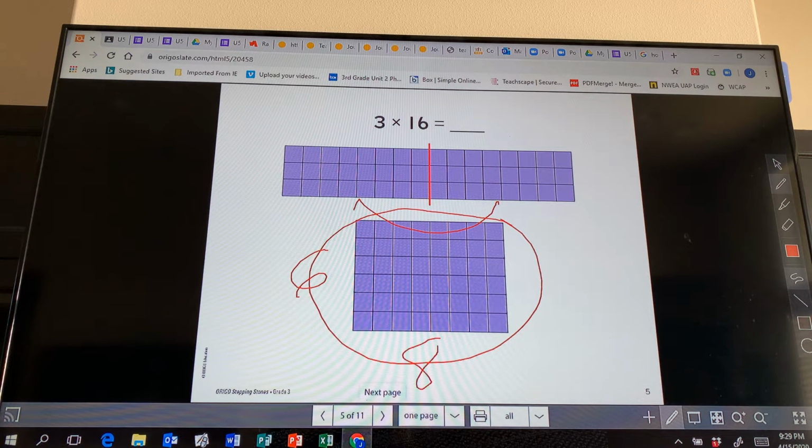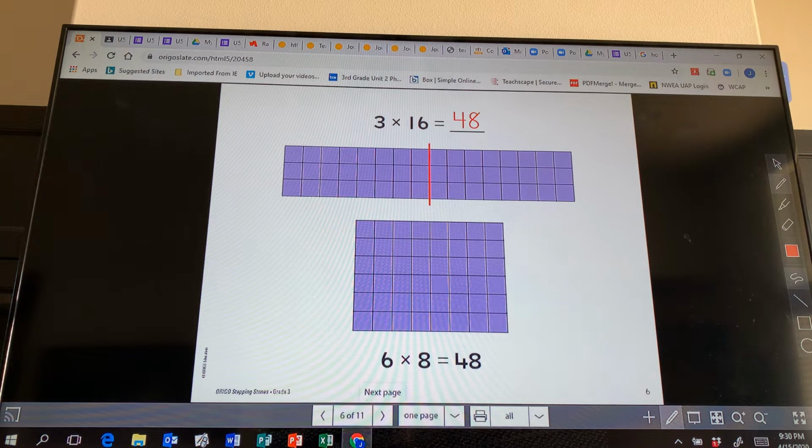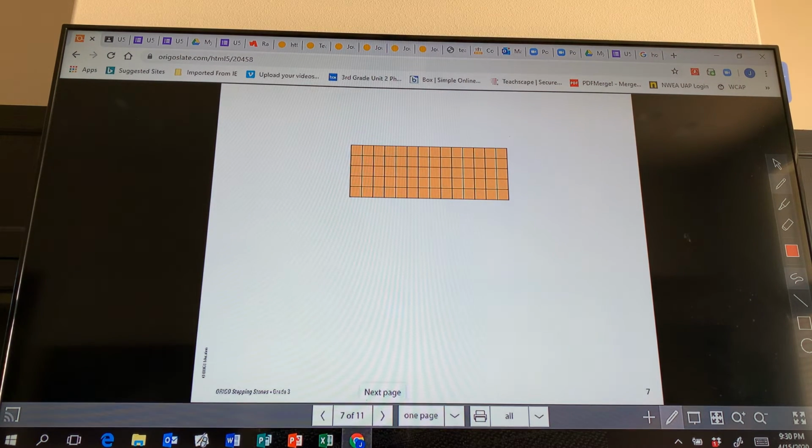So 6 times 8 is 48. The same thing is to be said about 3 times 16. You end up with the same product, all right? So you can see both of those equations, and you can see how the two different arrays represent the same product. All right, now I'm going to go ahead and show you one more example, same concept.